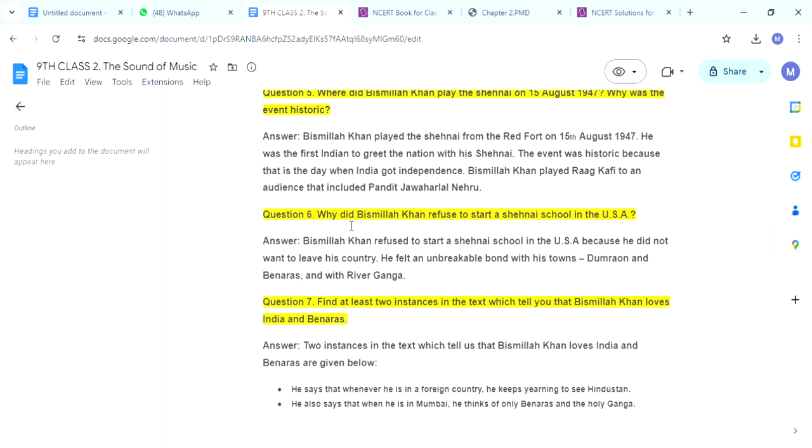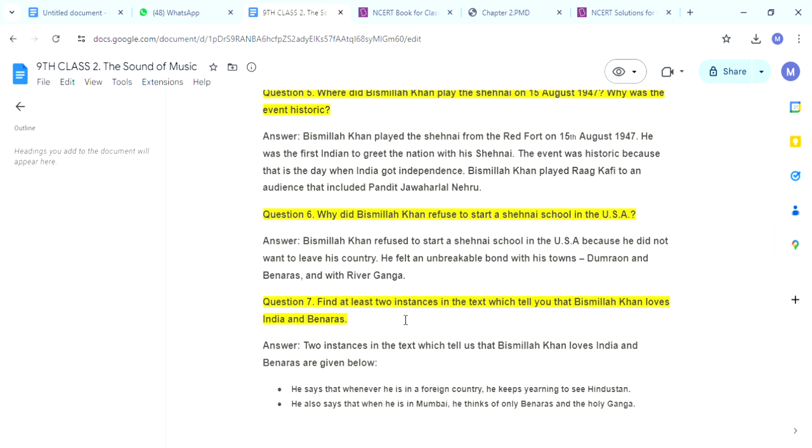Sixth one. Why did Bismillah Khan refuse to start a Shahnai school in the USA? Answer: Bismillah Khan refused to start a Shahnai school in the USA because he did not want to leave his country. He felt an unbreakable bond with his towns, Dumraon and Banaras, and with the river Ganga.